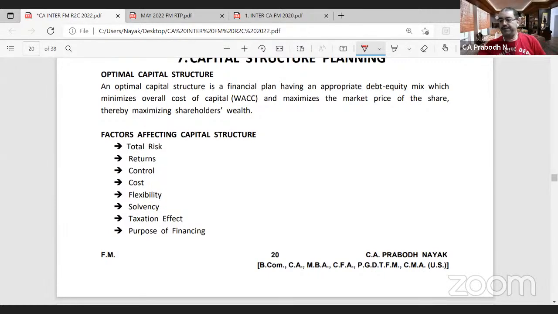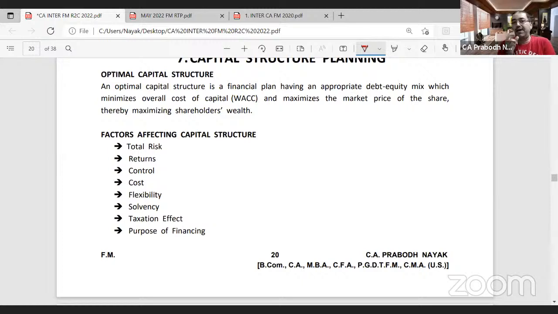Capital structure plan. First thing, optimal capital structure. They have asked it as a part question in a practical question. They have asked an 8 marks question, 6 marks problem and 2 marks for this. They have asked what is optimal capital structure, a 2 marks question. I told you this yesterday also.